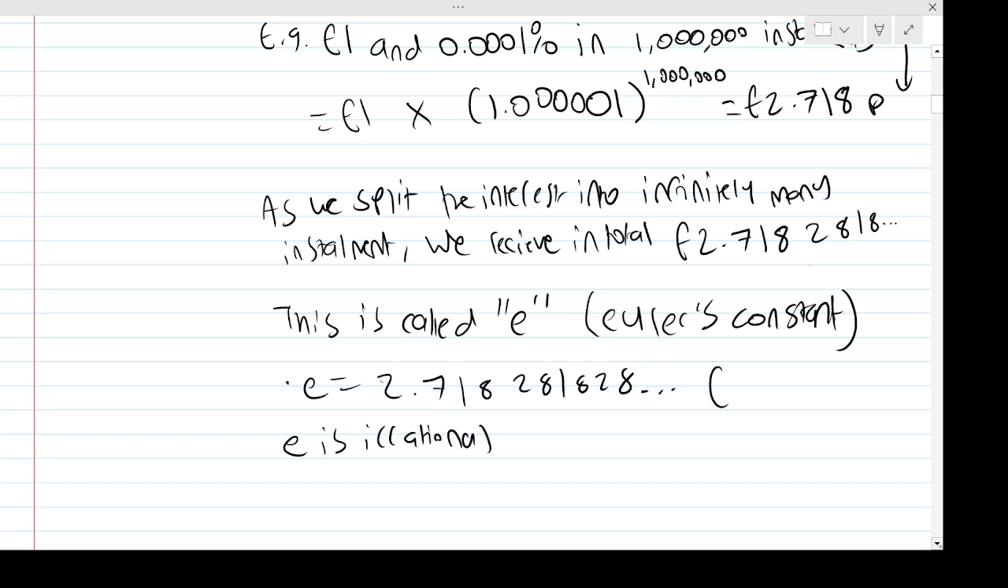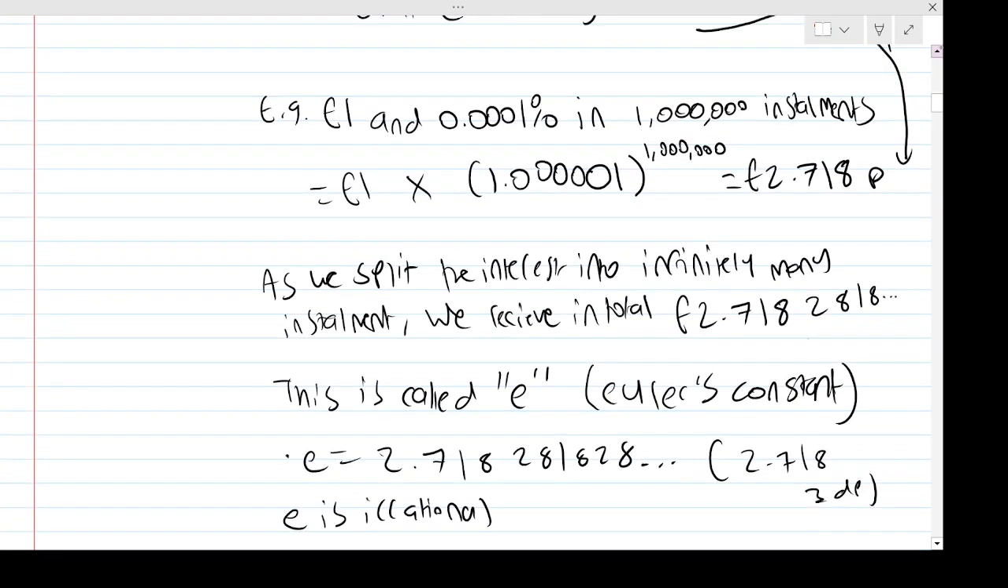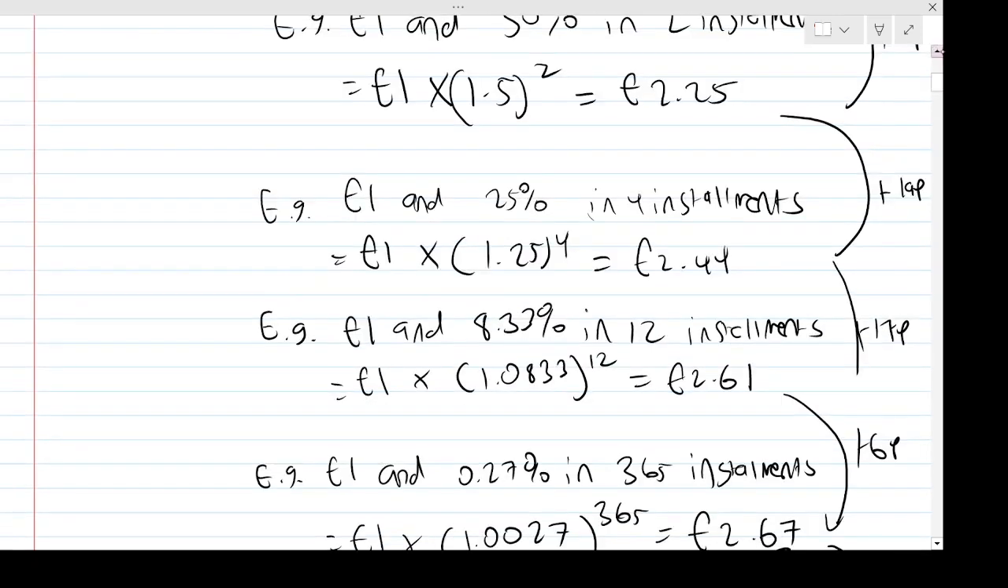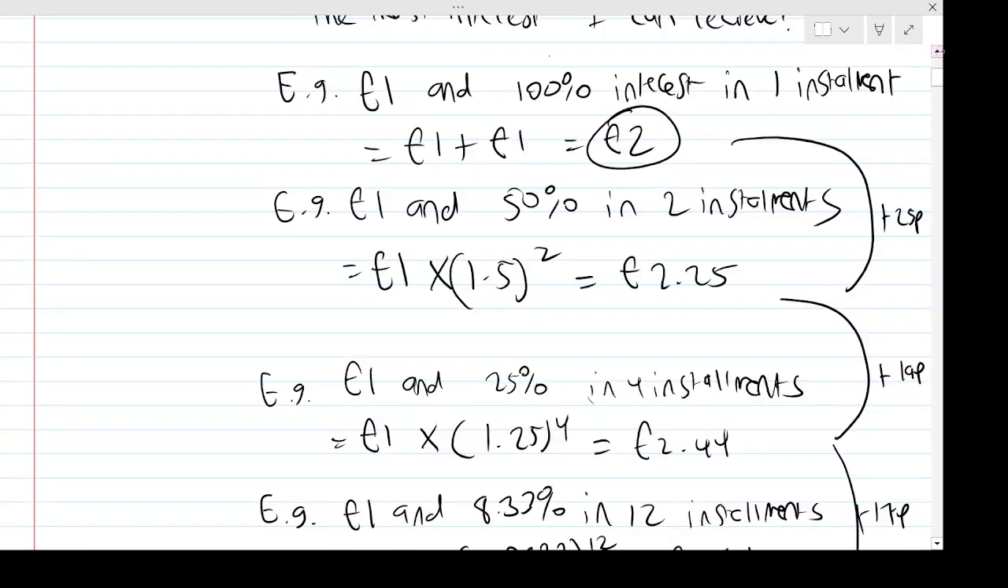So that's e. Generally we just say it's 2.718, usually to 3 decimal places, and that's what we usually mean by e. But yes, the calculator has it. That is the number. This sort of experiment leads us to find e, with this process of splitting my interest into infinitely many amounts. So I split up my 100% interest of £1 into infinitely many installments.